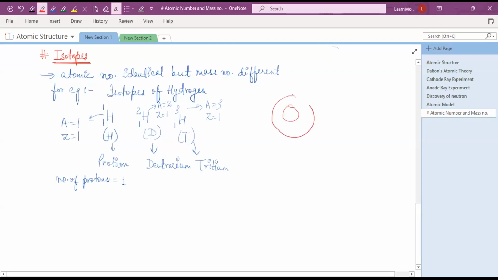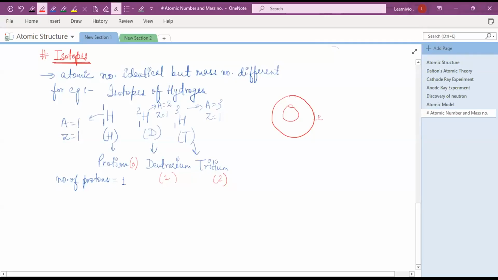For protium, the number of neutrons will be 0, right? Because 1 minus 1 is 0. For protium, the number of neutrons is 0. For deuterium, it is 1. And for tritium, it is 2. Right, very good.